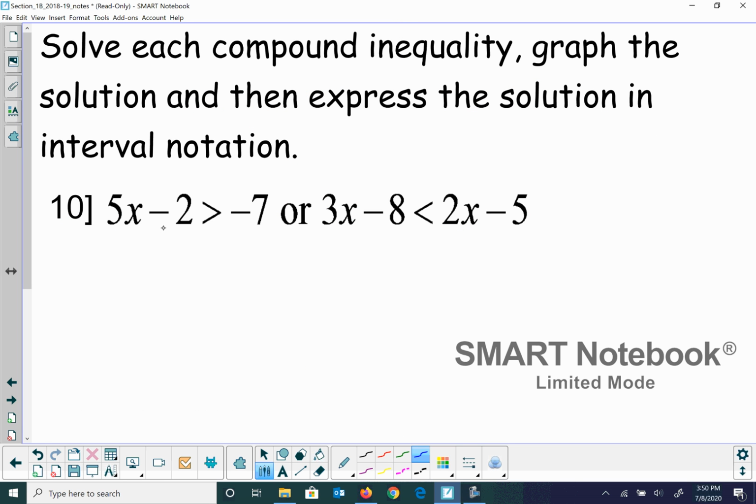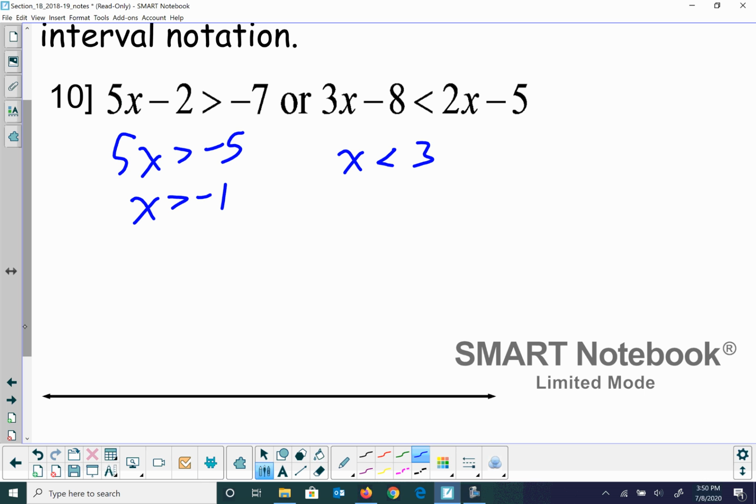More or statements. So I have 5x, add 2 to both sides. I'm going to kind of go a little quicker through this. Divide each side by 5, so I get -1. And this one, I'm going to subtract 2x. I'm going to add 8. So I have both of those. Let you catch up with it.